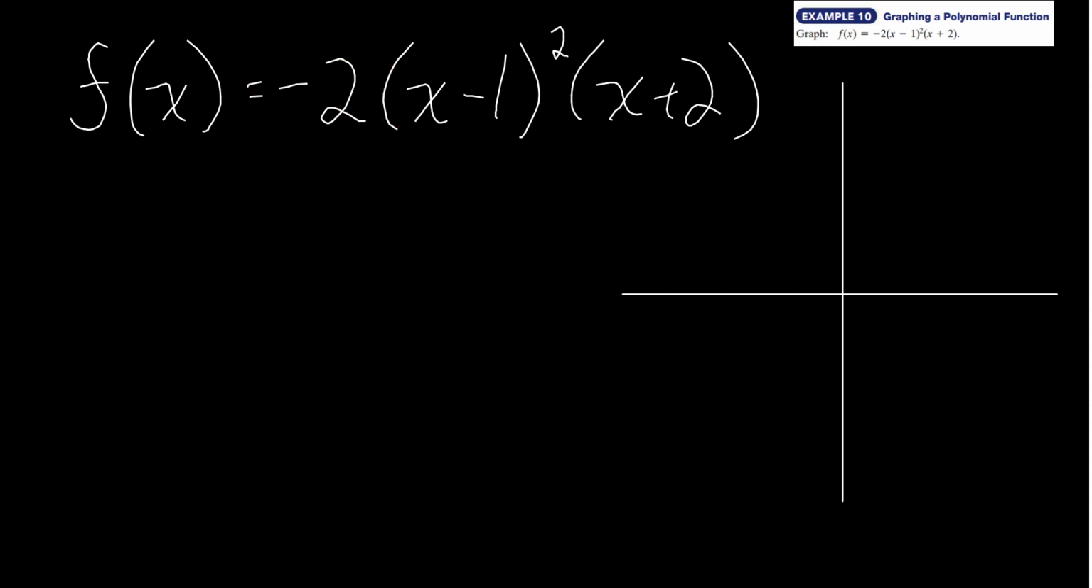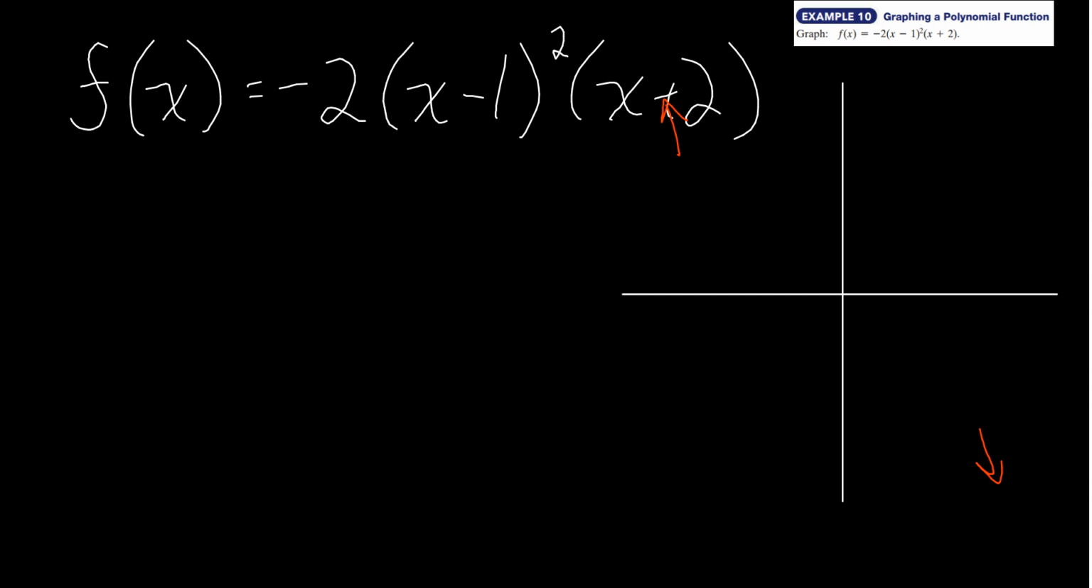Third degree polynomials have the end behavior of down, up. Well, notice how it's a negative. So we're going to flip it from down up to up down. So it's going to be up, down. All right, so there's that.